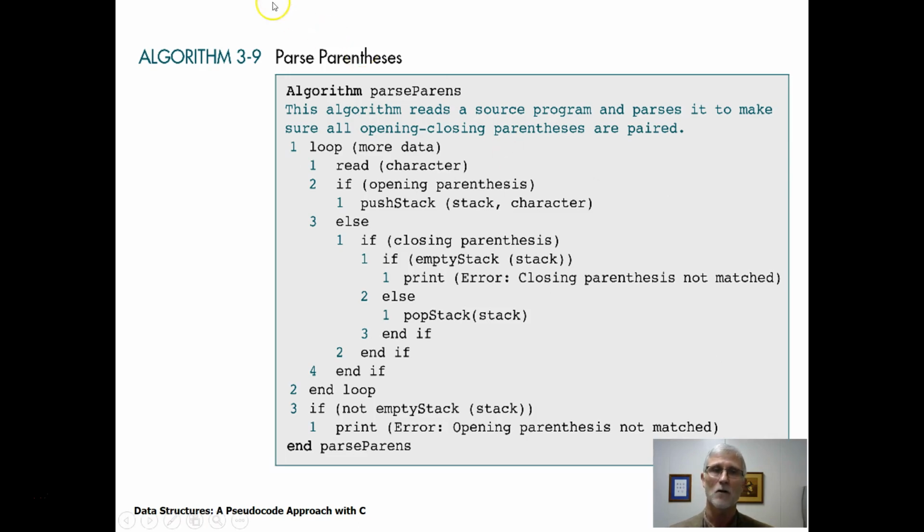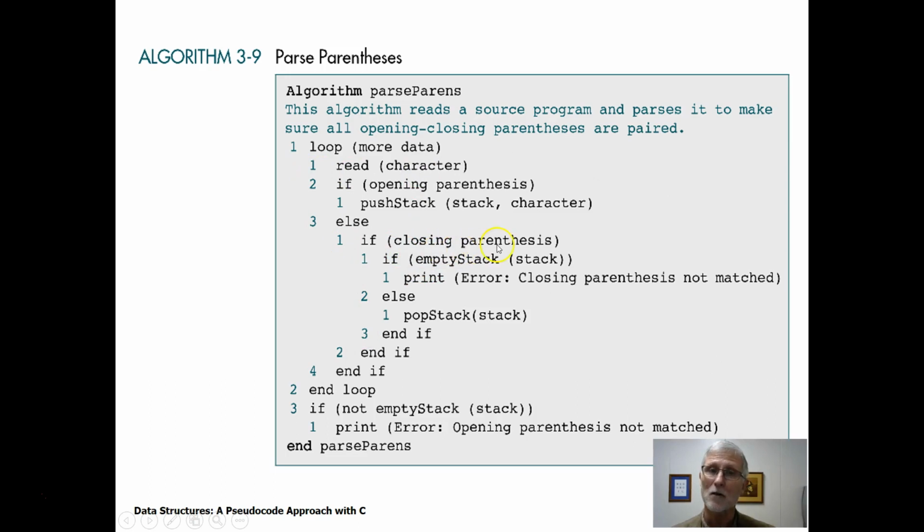So here, what am I going to do? I'm going to loop while I still have data. I'm going to read a character. Now I'm going to check if it's an opening parenthesis. If it is, I put it on the stack. If it's not, I check if it's a closing parenthesis. If it's not, I'm done with that character. Keep going through the loop, get more data.